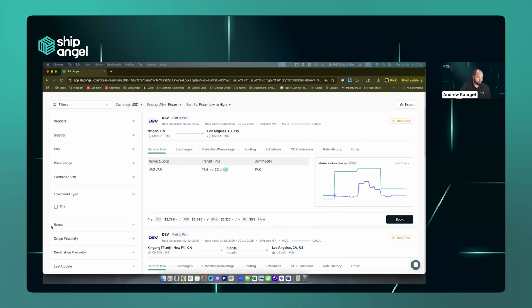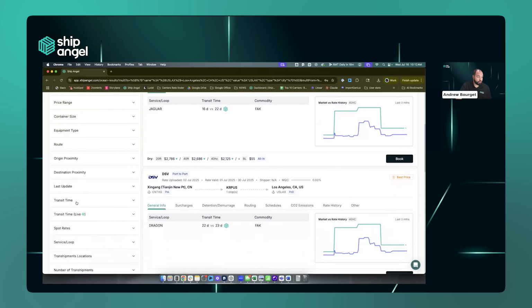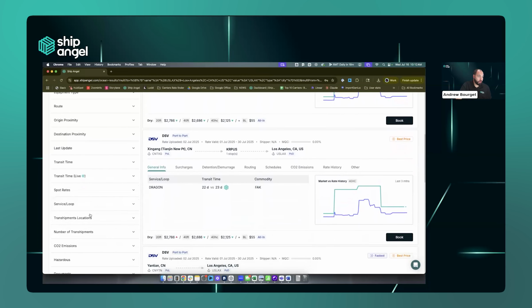Additionally, we have filters around transit time. We have filters around transshipment locations. If you want a direct service versus something that transships somewhere, or you're trying to avoid a problem location, hey, I can't transship in Korea. There's a port strike in Korea. And so if I start to utilize something that goes through Korea, I'm putting myself at a disadvantage. You can start to understand and segment those issues or problems and prevent them from happening.